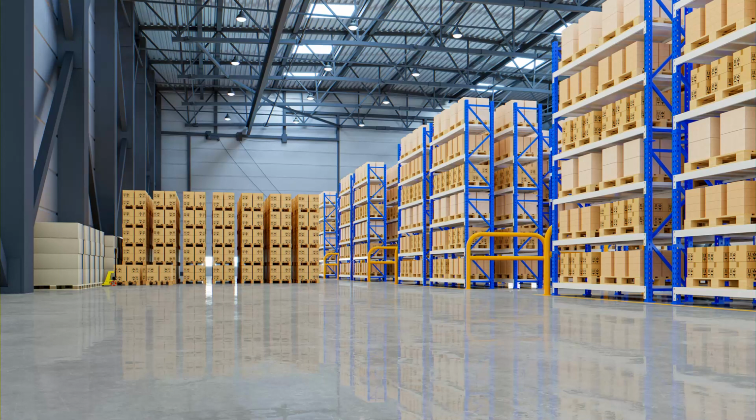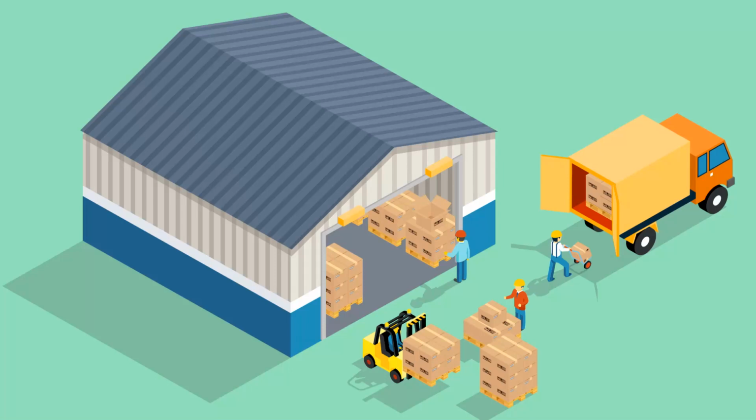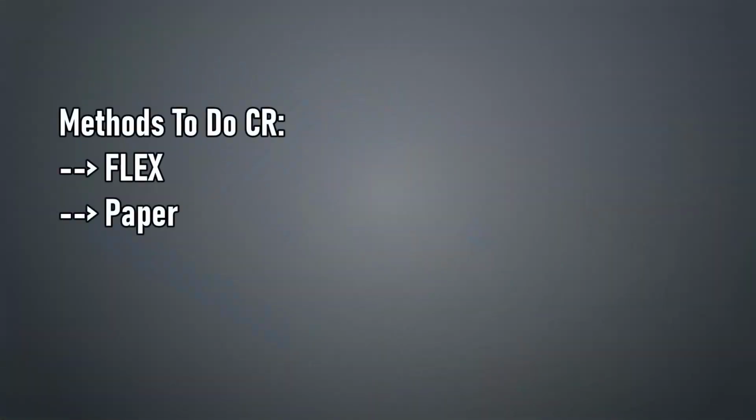Stock arrives at the booth in one of two ways. Stock is already put away in the warehouse, so we need to retrieve it and bring it to the booth. Or stock has just arrived at the warehouse and we will take it to the booth for the condition report to be completed before putting it away. There is a Flex and paper method to do the condition report.